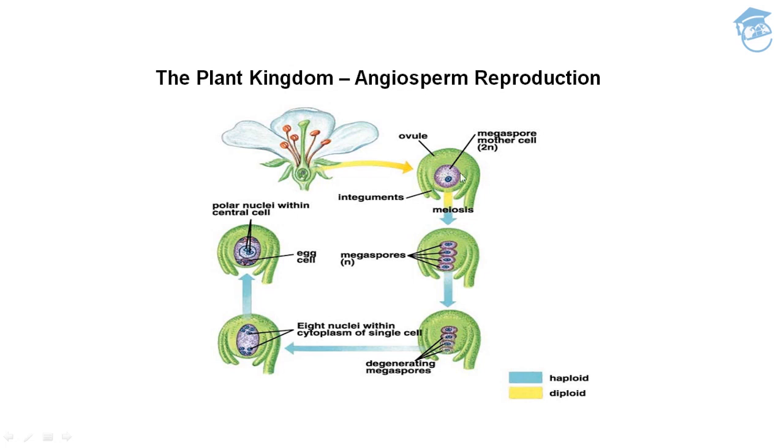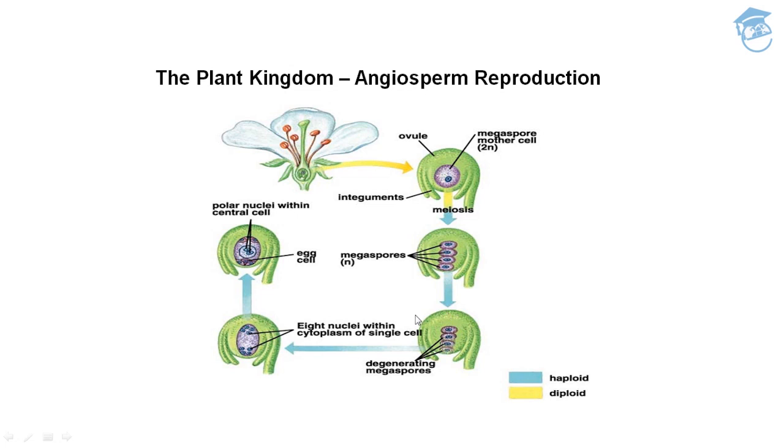This is megaspore mother cell, which is diploid in nature, that's why it is denoted by 2n. Then it undergoes meiosis to form 4 cells which are haploid in number, that's why it is represented by n, which is called as megaspores, and 3 get degenerated, only 1 develops.